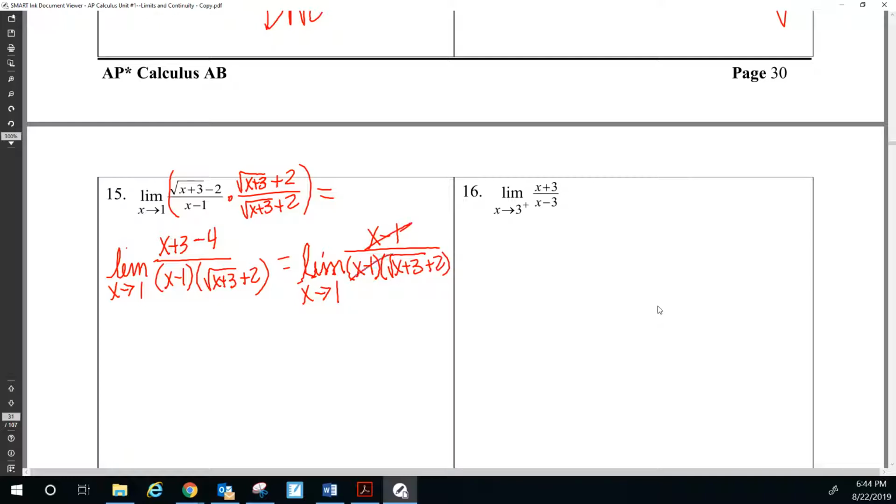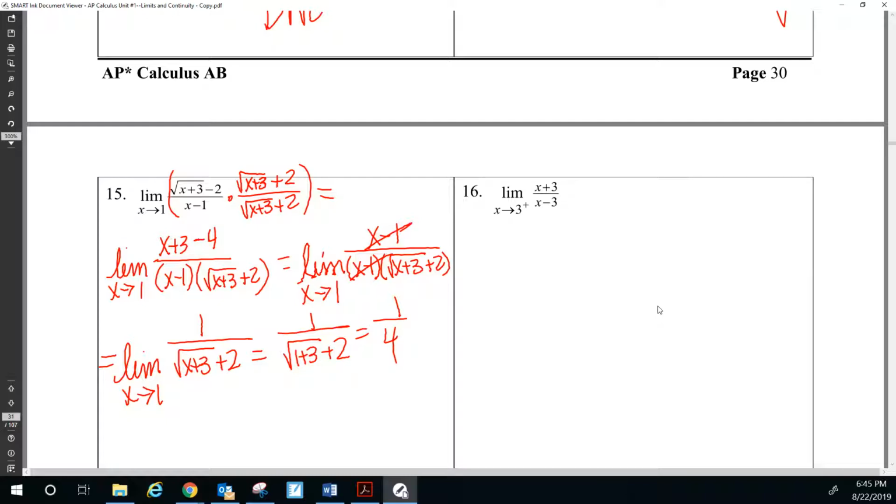And they cancel, which means I've got the limit as x approaches 1 of 1 over the square root of x plus 3 plus 2. That's 1 over the square root of 1 plus 3 plus 2. 1 plus 3 is 4. Square root of 4 is 2 plus 2 would be 4.